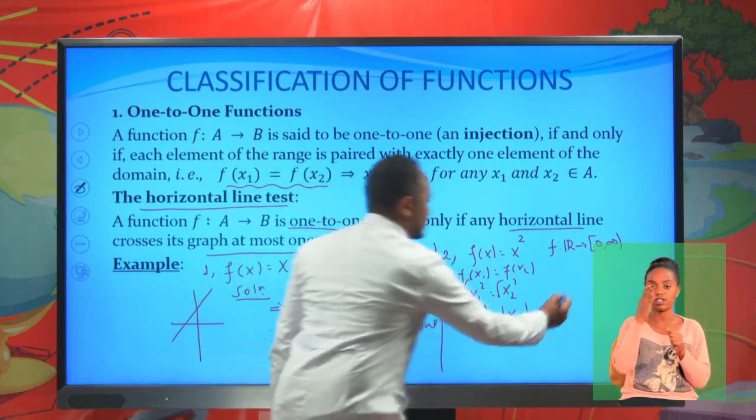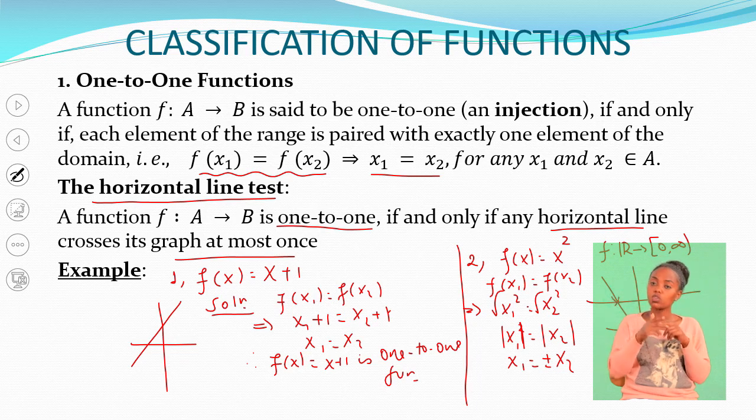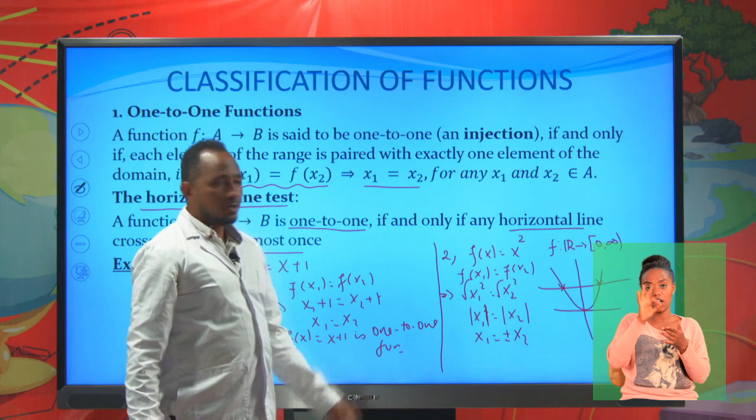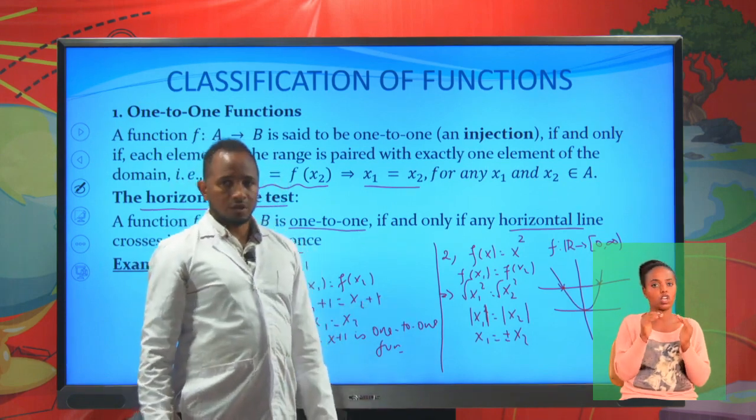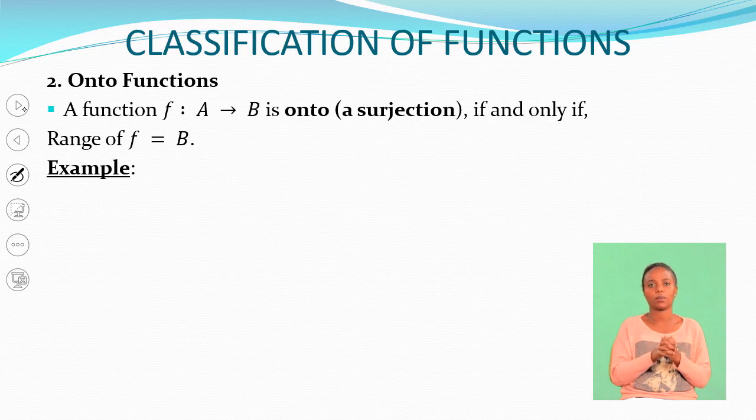If you draw the graph, you will have this one. And if you check a horizontal line, it crosses the graph more than once. Because of this, f of x equals x squared is not a one-to-one function. So let's continue on to functions.